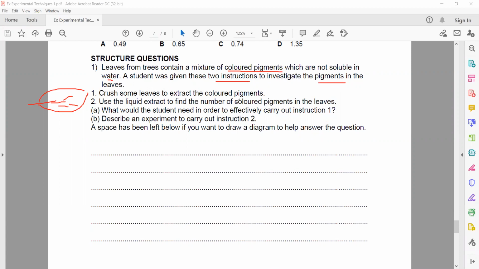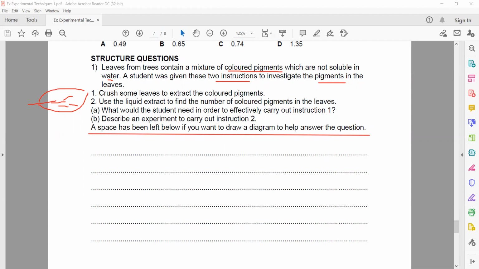Number one, crush some leaves to extract the colored pigment. So first he should crush the leaf to take out the color pigment and then use the liquid extract to find the number of colored pigments. What would the student need in order to effectively carry out instruction 1? How can the student crush the leaves and extract the pigment? If you want to crush the leaf, which lab apparatus can we use? We use mortar and pestle.